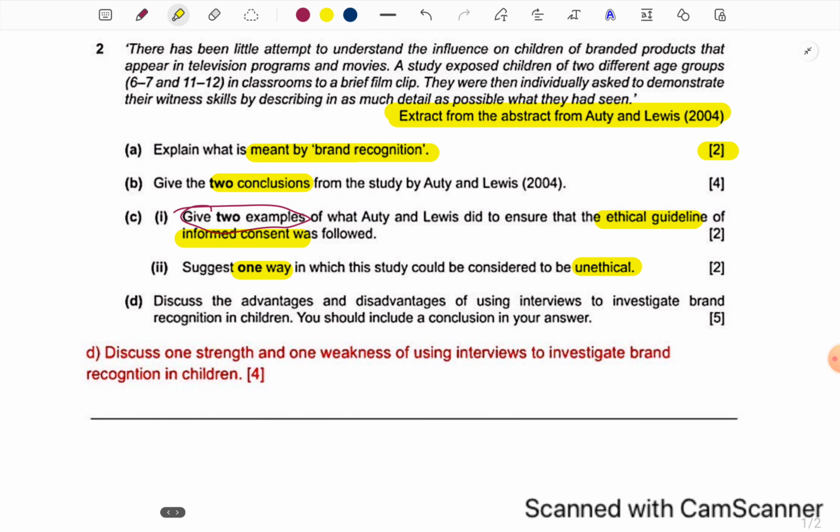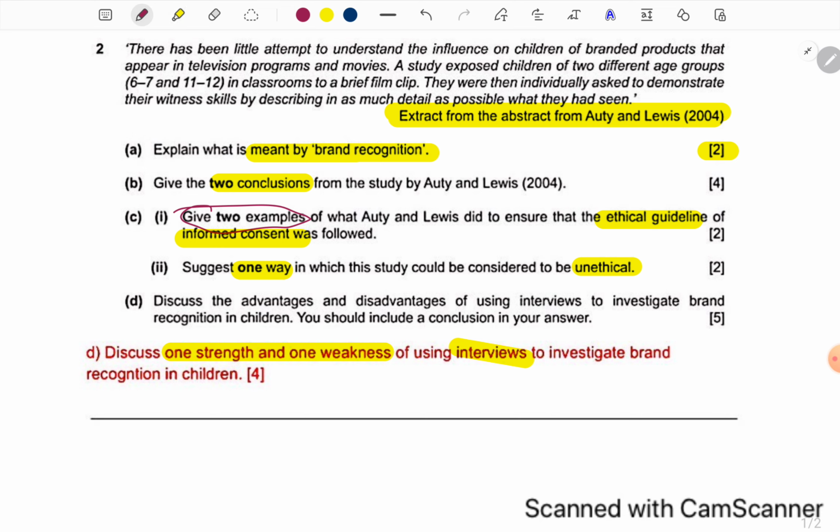And the final question here is, discuss advantages and disadvantages of using interviews to investigate brand recognition in children, and you should include a conclusion in your answer. When I gave the student these practice questions, at that time only I tweaked the question according to the latest syllabus. So now how it is asked is, the 4 marker is asked as give one strength and one weakness of some research method. Here it's interview or some issue to investigate brand recognition in children.